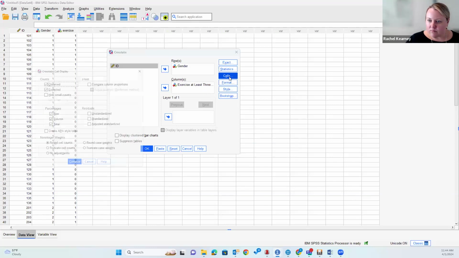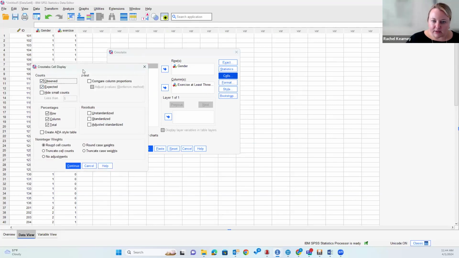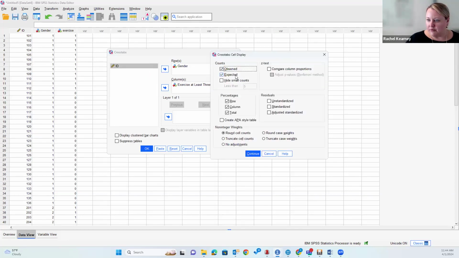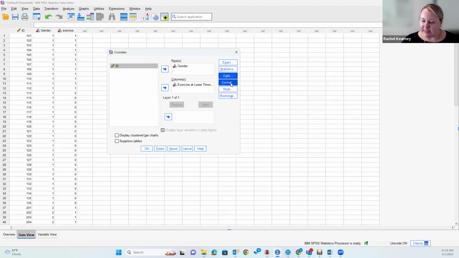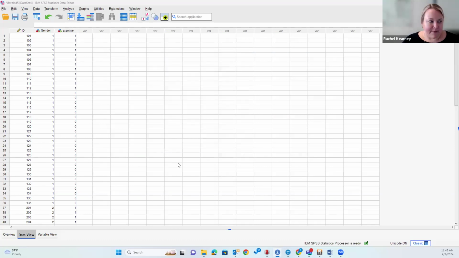And in Cells, you will do Observed and Expected. Under Percentages, you're going to do Row, Column, and Total. You can also create an APA style table if you want. You can add that. You don't have to though. And then hit Continue and then hit OK.